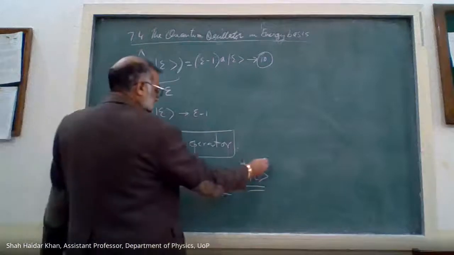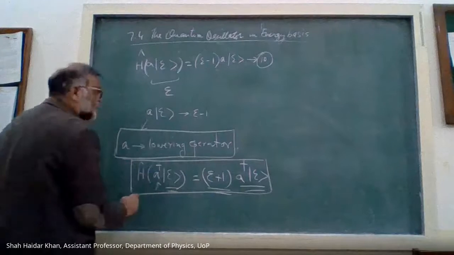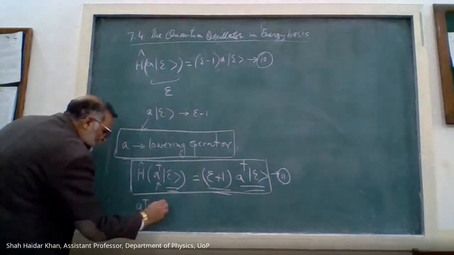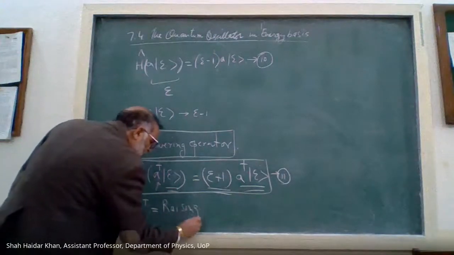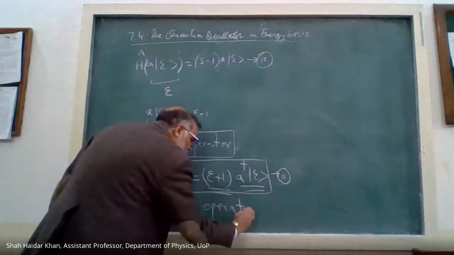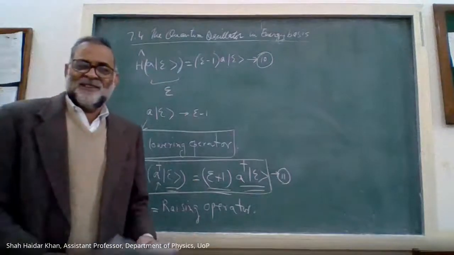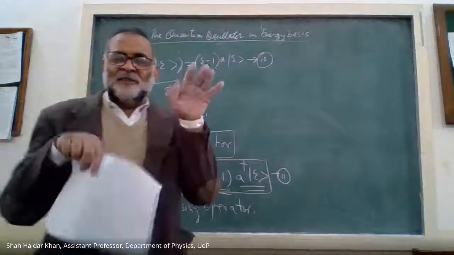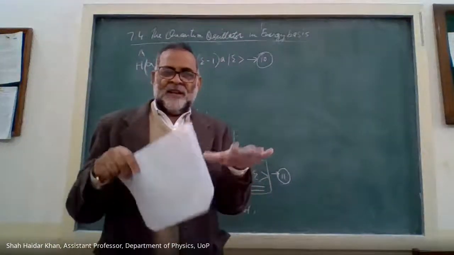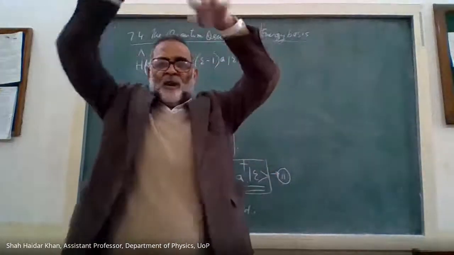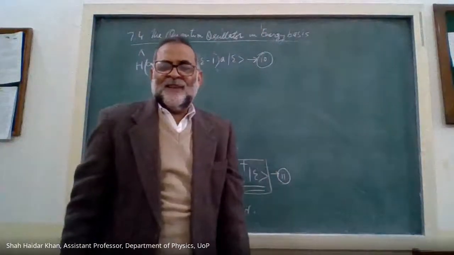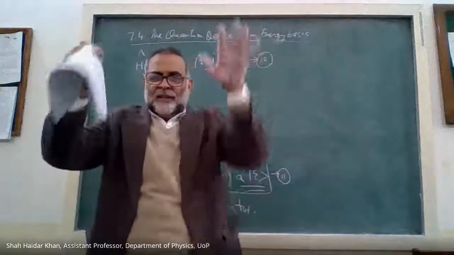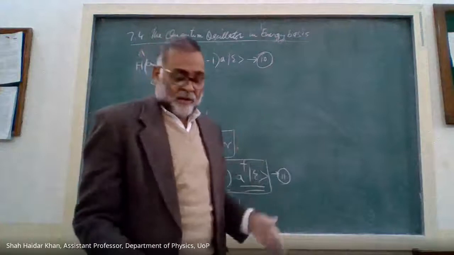Right? So this is, suppose now, question number 11. And A dagger is called the raising operator. There is the lowering operator A, and that is raising. It's like a ladder. You can go up the rung by one unit, and you can come down. If you want to go up the ladder, apply the raising operator. If you want to come down the ladder of the harmonic oscillator states, use the lowering operator. Right?